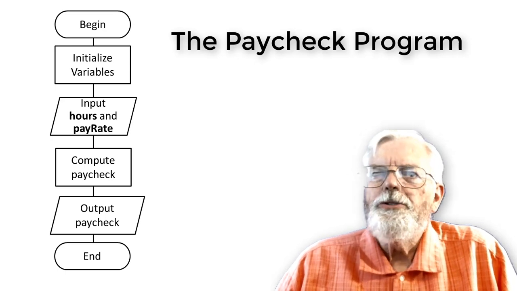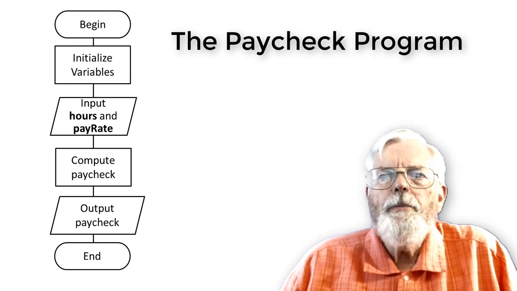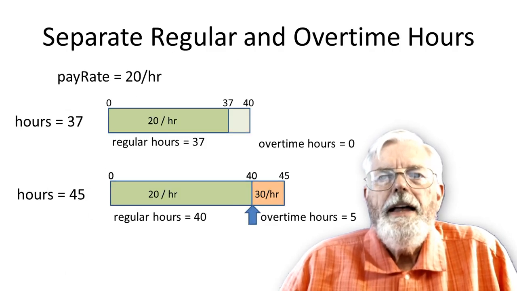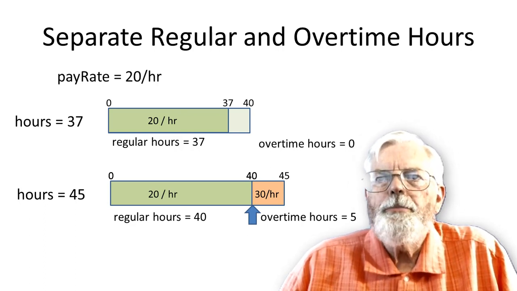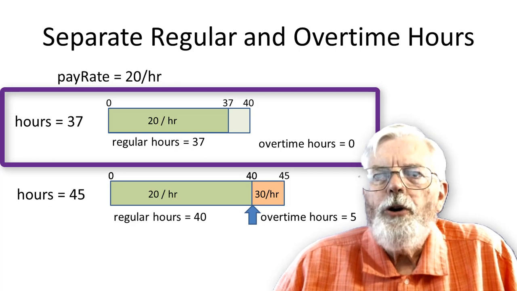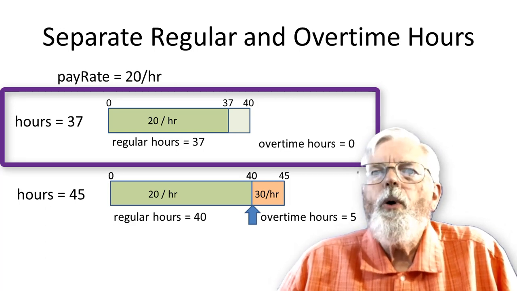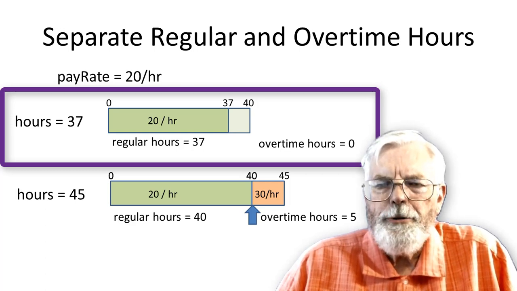There are no loops, so the repetition structure is not needed. In another slide, I'm going to expand the Compute Paycheck box to show a lot more detail. Here are two examples showing hours worked with an example of $20 per hour. The first example shows 37 hours, which is less than 40. Therefore, there's no overtime. All 37 hours should be paid at $20 per hour.